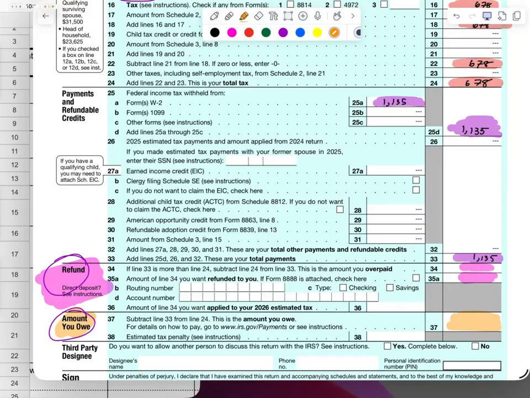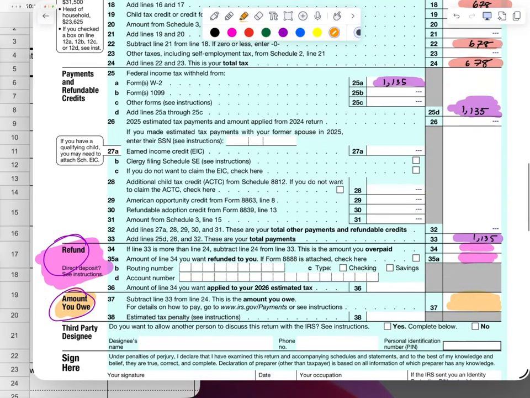When you do an e-file, they just ask you for your debit card. So you have to put in your checking account number, your routing number, and then they pull out the money that you owe once you file your taxes.